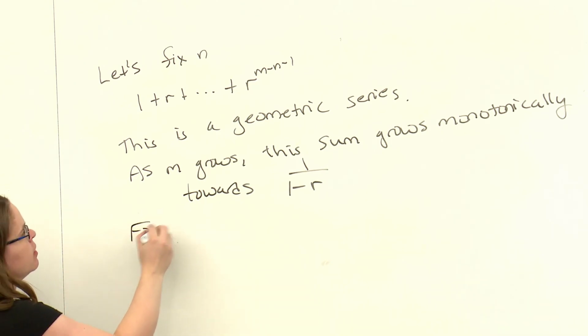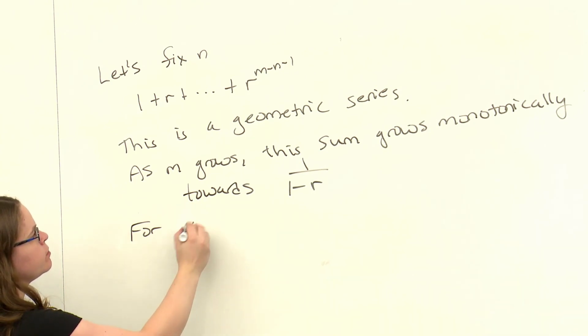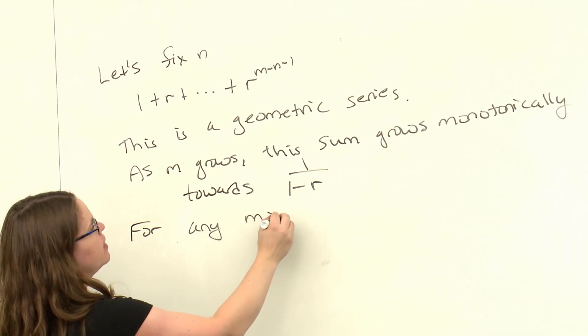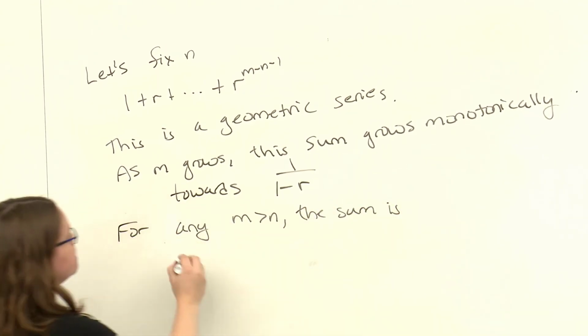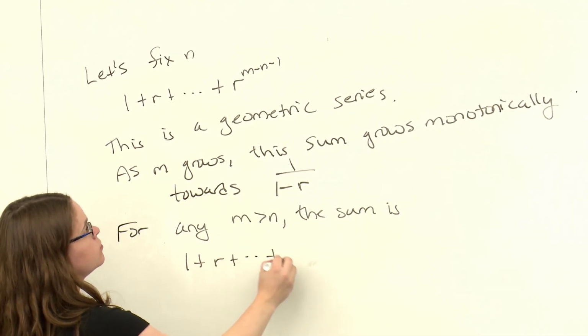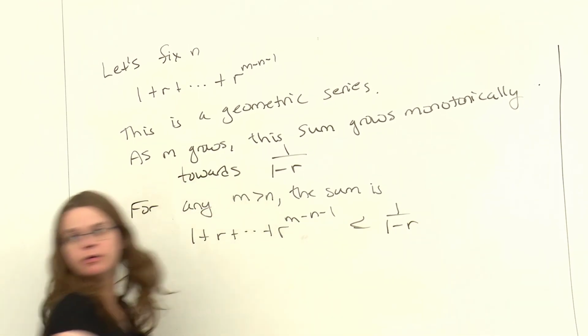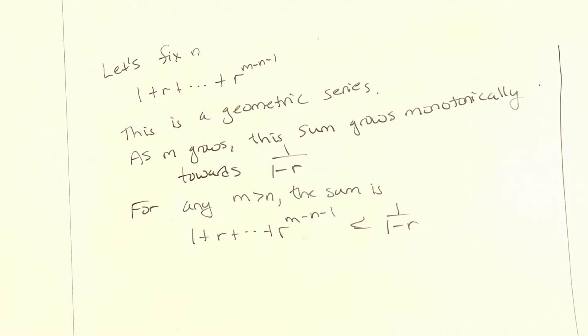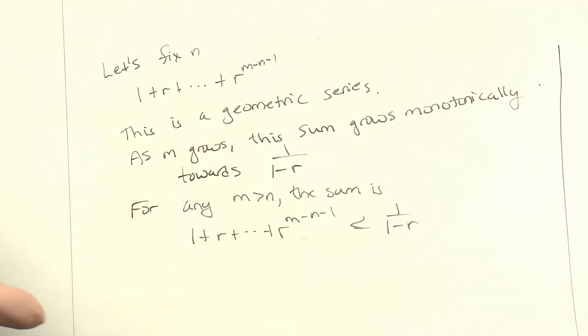So for any m bigger than n, the sum is less than or equal to 1 over 1 minus r, right? Because as we add more terms, it gets bigger and bigger and bigger and approaches this value. If we haven't added infinitely many terms yet, we're still under that value.